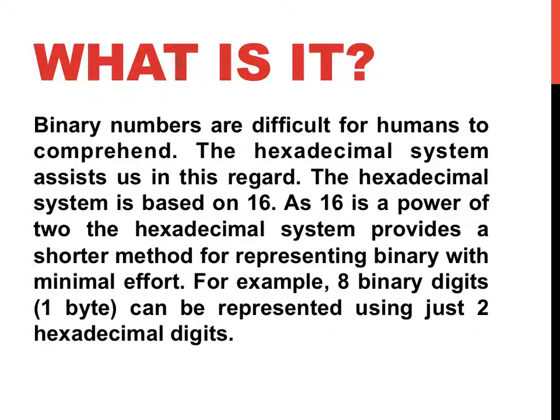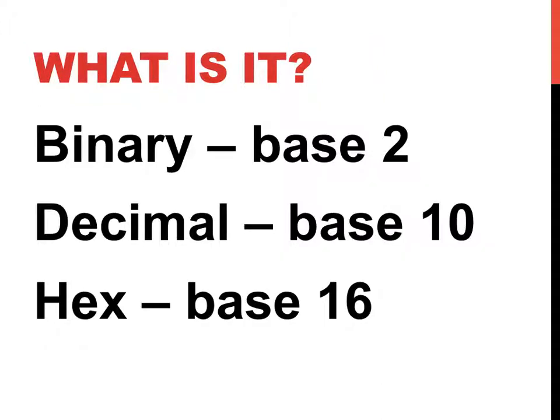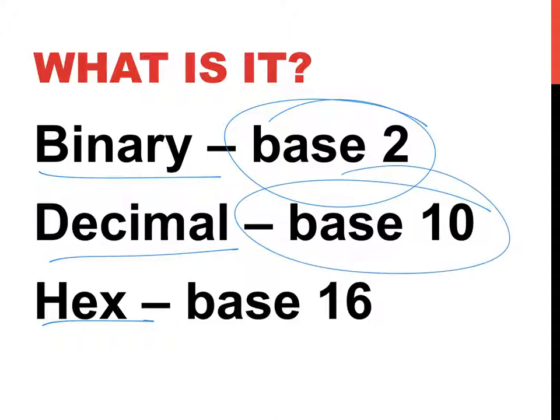So we have one other system, which is the hexadecimal system, and it is based on the numbers 1 to 9, then A, B, C, D, E, F. So for example, 8 binary digits, so 1 byte, can be represented using just 2 hexadecimal digits. TLDR, we're going to look at 3 systems, binary, decimal and hex. Binary is base 2, decimal is base 10, hex is base 16.